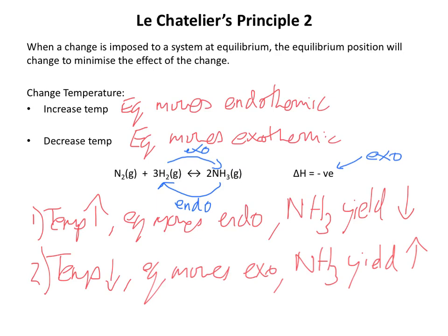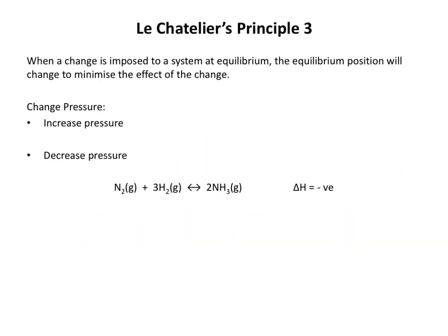The final condition we're going to look at changing is pressure. So, if you increase the pressure, the equilibrium attempts to drop the pressure itself. And it does this by reducing the amount of gas in there. So if I increase the pressure, the equilibrium moves in the direction of less gaseous molecules. So the equilibrium moves to less gas molecules.